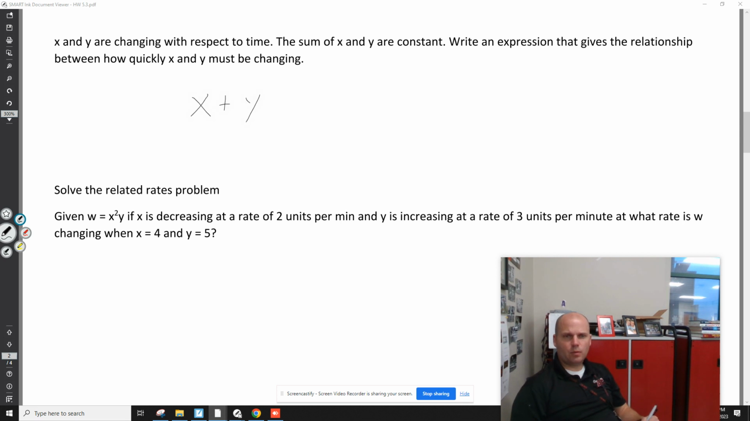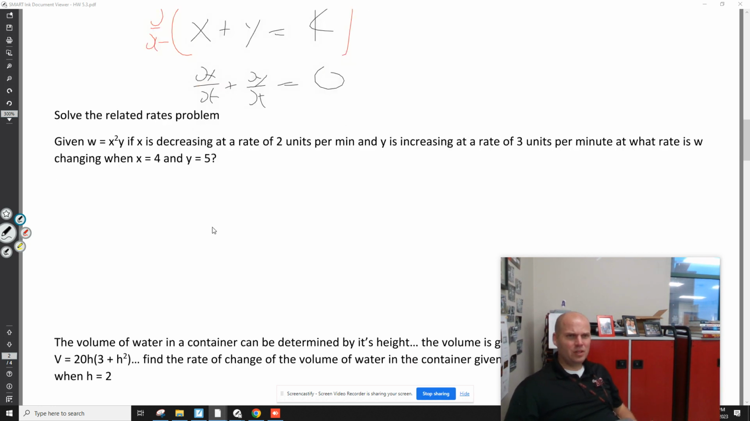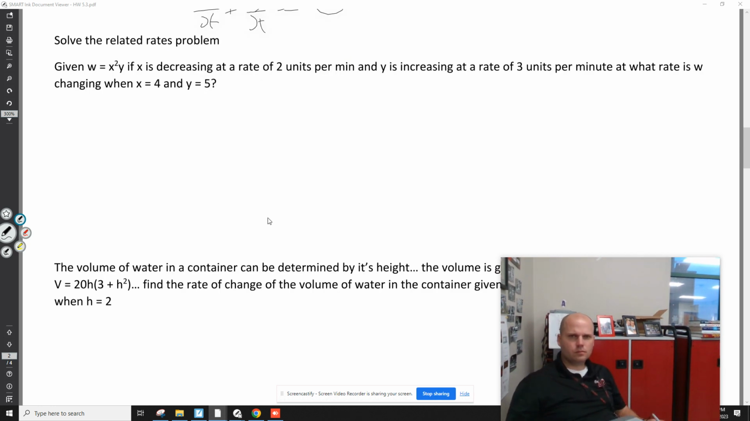The sum of x and y are constant. Write an expression that gives a relationship between how quickly x and y must be changing. I don't know why I put this problem in here, because I don't think it shows up at all. But they're directly related, opposite of each other. Good problem.